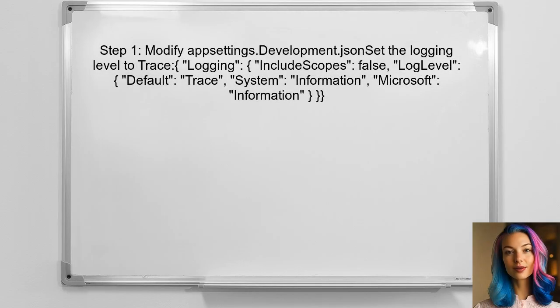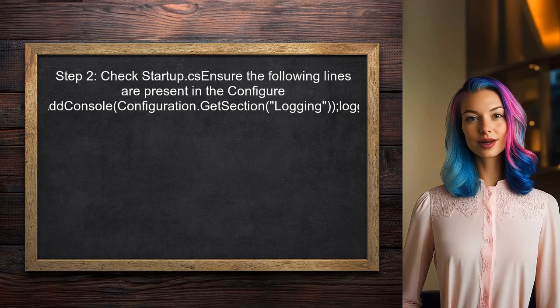To enable trace logging in the ASP.NET Core application, the user should first ensure that the logging level is set correctly in the configuration file. This is done by modifying the appsettings.development.json file. Next, the user should check the Startup.cs file to ensure that the logging configuration is being applied correctly. This involves adding the console and debug logging providers.